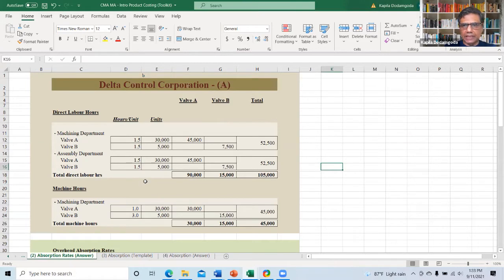They generate machine hours and labor hours both. Machine hours, they will generate altogether 45,000 machine hours here. And labor hours, in the machining department we generate 52,500 labor hours, and the assembly department will be generating another 52,500 labor hours. That's where we stand. Now, can you tell me what was the first method that we discussed, which you used to share the overheads?